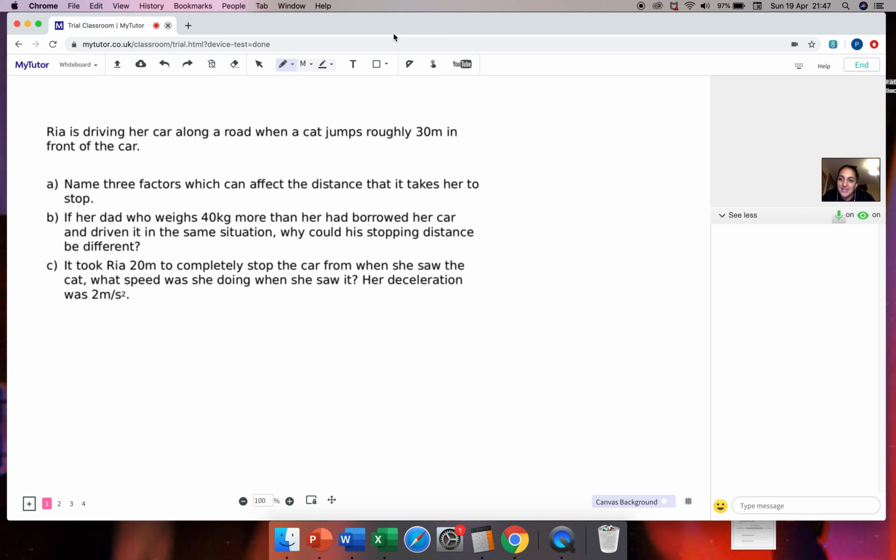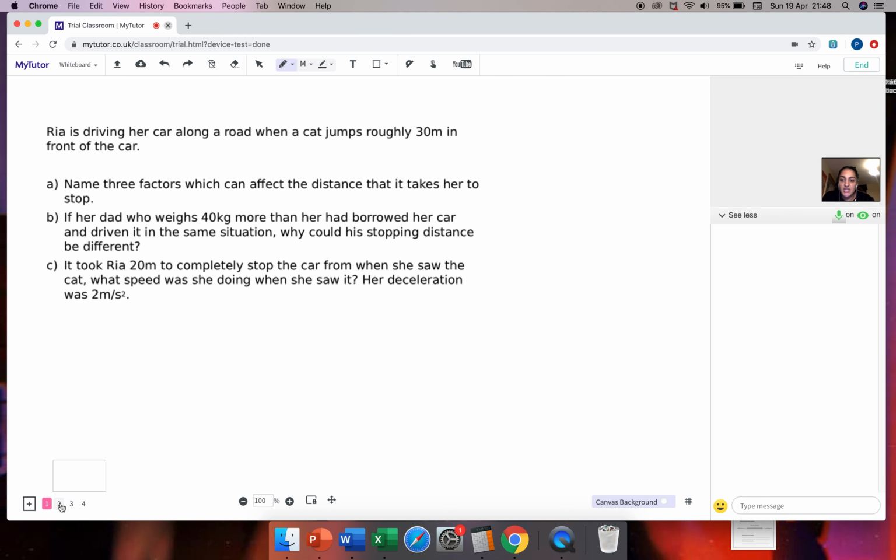So the question says, Ria is driving her car along a road when a cat jumps roughly 30 metres in front of the car. The questions are, name 3 factors which can affect the distance that it takes her to stop. If her dad, who weighs 40 kilograms more than her, had borrowed her car and driven it in the same situation, why could his stopping distance be different? And finally, it took Ria 20 metres to completely stop the car from when she saw the cat. What speed was she doing when she saw it? Her deceleration was 2 metres per second squared.